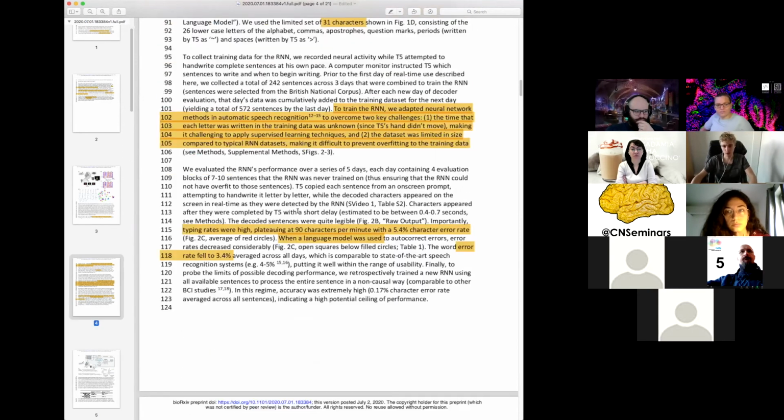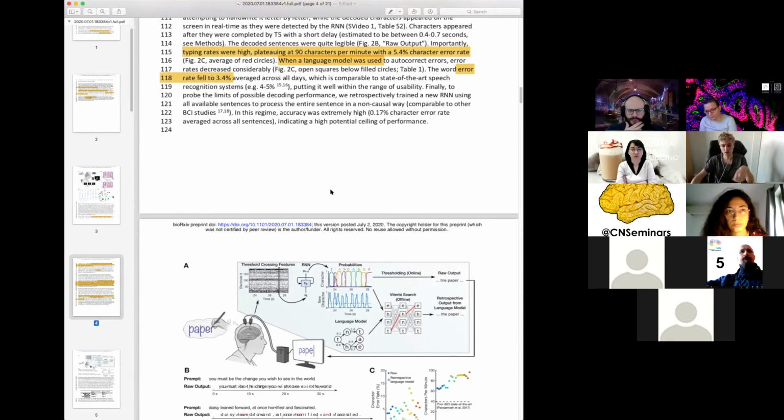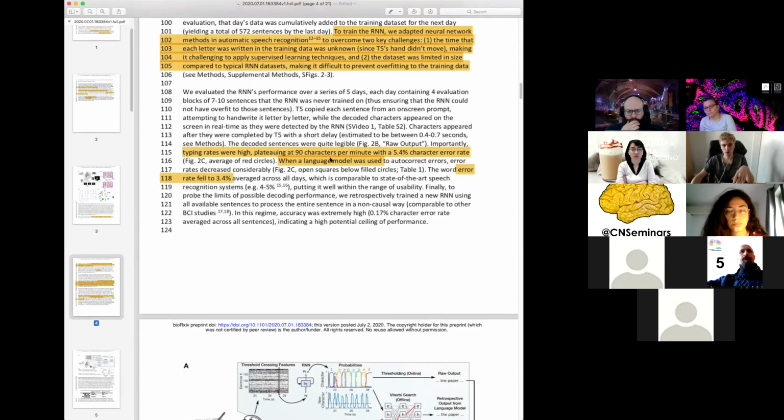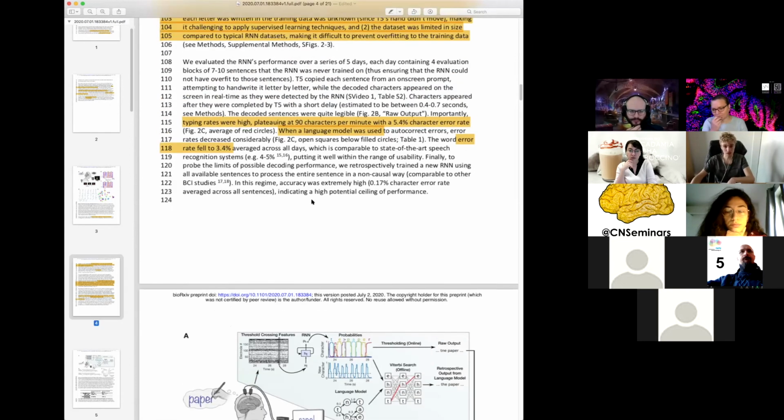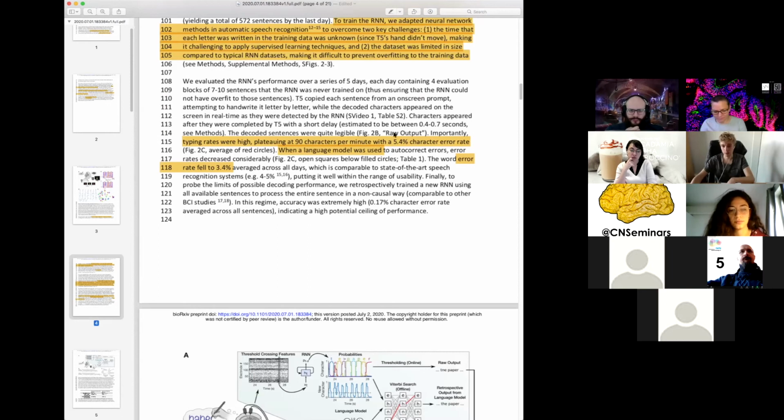So there are multiple challenges here. One is that the time that each letter was written in the training data was unknown. The computer does not know exactly when the participant is writing a specific letter, plus the dataset for the training of the RNN is quite limited. It's one participant over a few weeks writing a few hundred sentences. It's a very, very small dataset for deep learning training. But still, it worked very well, as we will see.